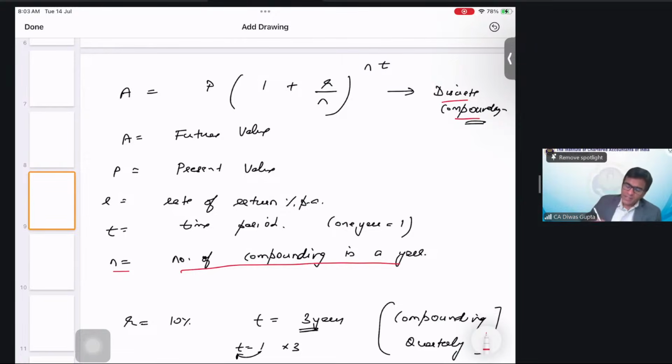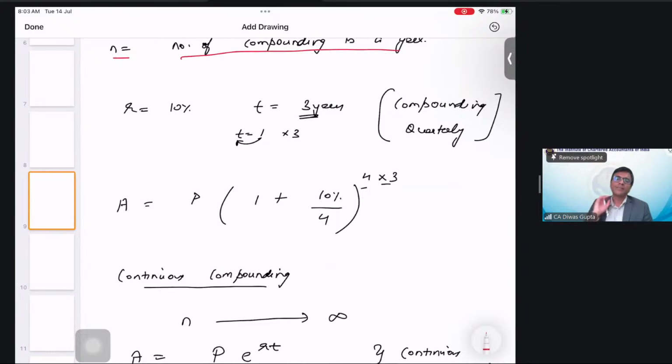r, which is on a per annum basis, we will divide it by 4, and the time, which is always taken as 1 for 1 year, will also be multiplied by 4, students. So this r is 10%, time is 3 years, compounding quarterly, right? A is equal to P (1 + 10/4) raised to the power 4 into 3.